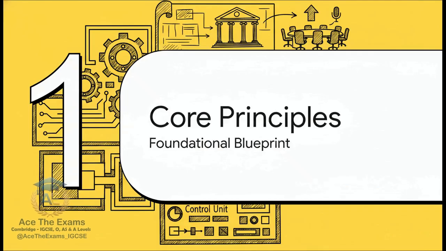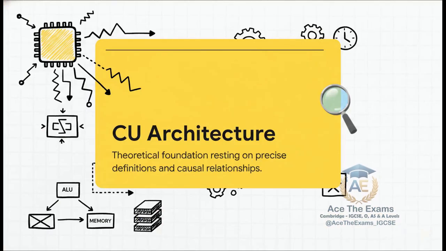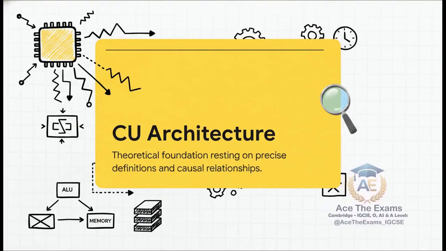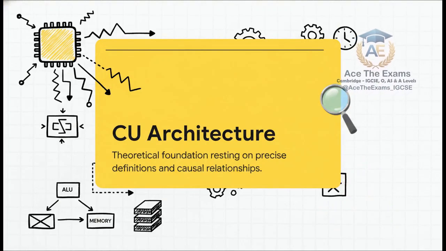We're kicking things off with Section 1, Core Principles. This is your foundational blueprint. You can't build a skyscraper on a swamp, and you can't ace the 9618 paper without this solid ground. The theoretical architecture of the control unit requires absolute, razor-sharp precision in your definitions. You also need a deep understanding of causal relationships. You literally cannot afford to be vague here.